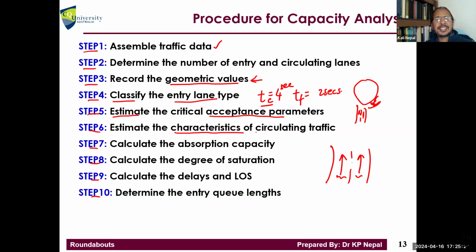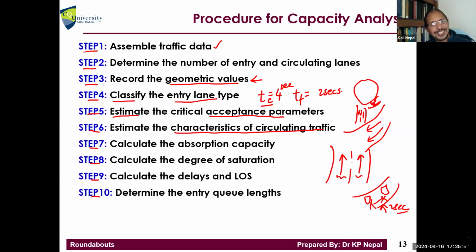We want to see the characteristics of circulating flow. If the circulating traffic on the roundabout is in 2 lanes, then the headway between the vehicles is 0. If there is only 1 lane, then these vehicles are separated by around 2 seconds. That's the same rule we use in our traffic flow analysis: a 2-second gap between 2 vehicles in the single lane.